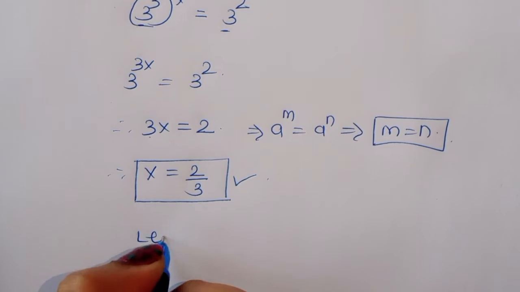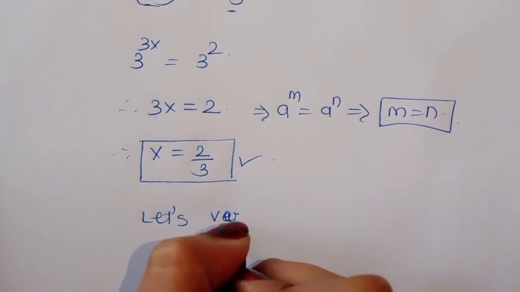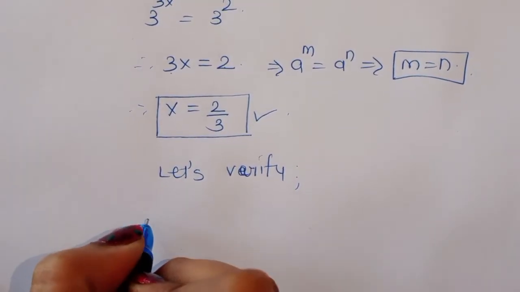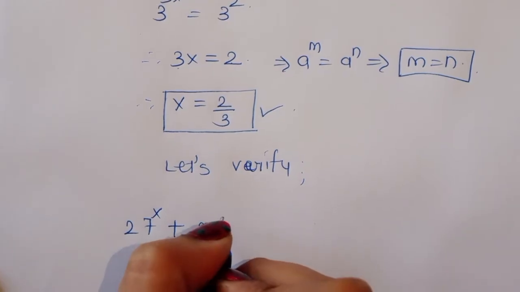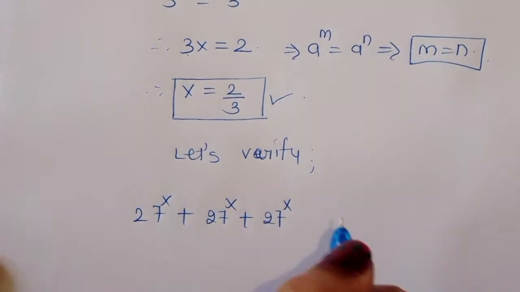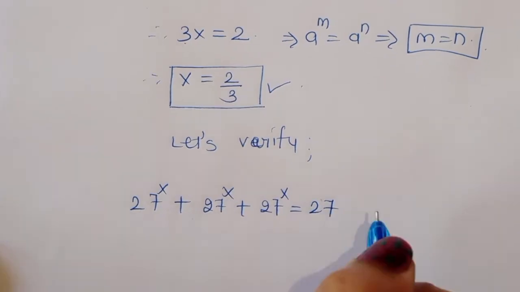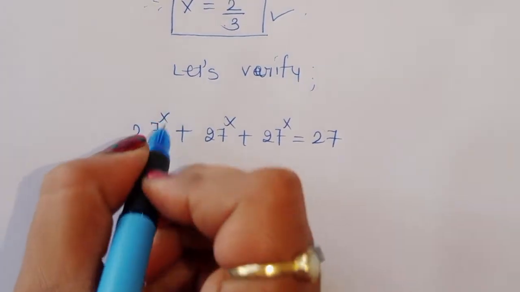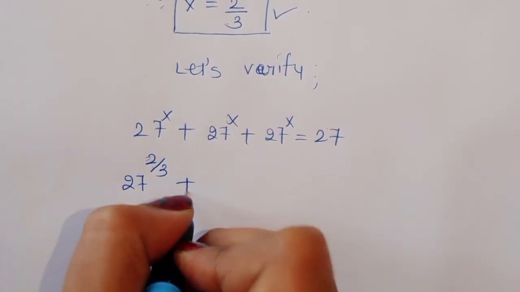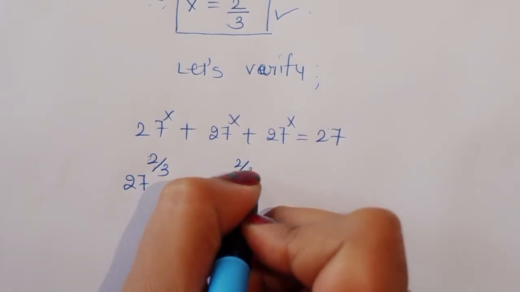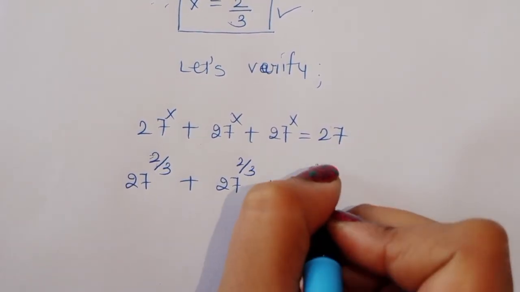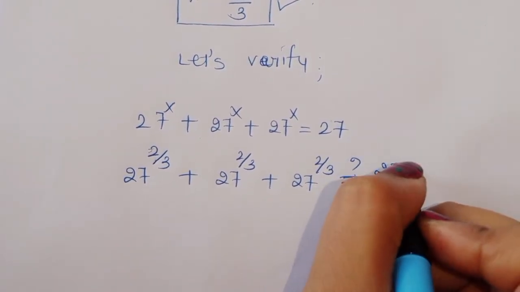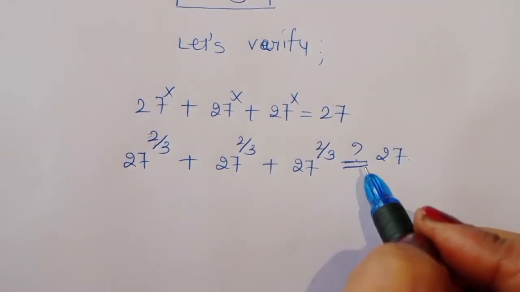Let's verify. Let's verify this value. Question is given 27 raised to x plus 27 raised to x plus 27 raised to x is equal to 27. This is given. Value of x, that is 2 by 3. 27 raised to 2 by 3 plus 27 raised to 2 by 3 plus 27 raised to 2 by 3 is equal to 27? This is a question mark because we are verifying this value.